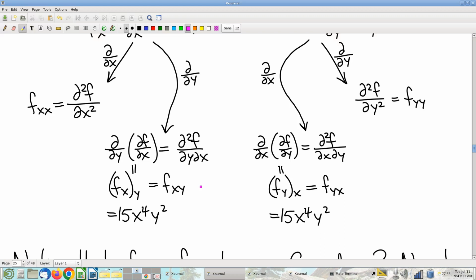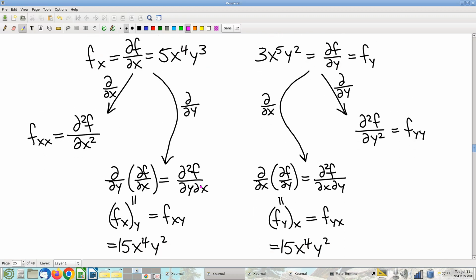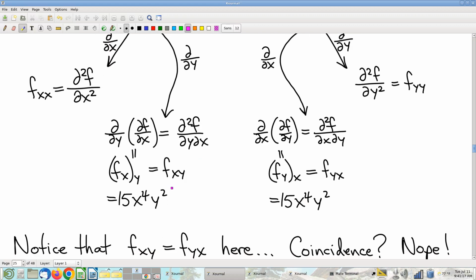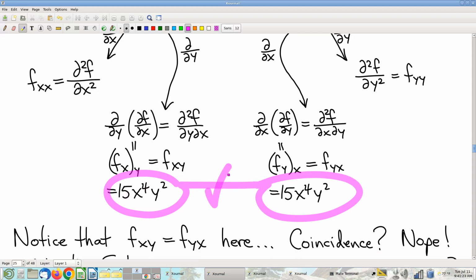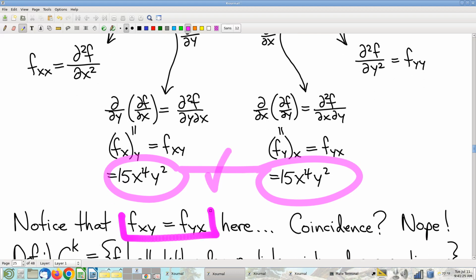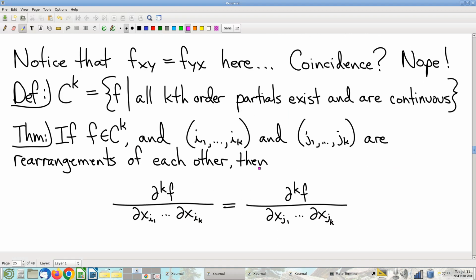Okay. Now, one thing you might notice, and I computed a bunch of these partials here, well, a couple of them anyway. And what are the odds? Check it out. Weirdly, these are the same in this case. How about that? That's strange. Is this a coincidence? No, it's actually not a coincidence. And it turns out that this is true pretty often.